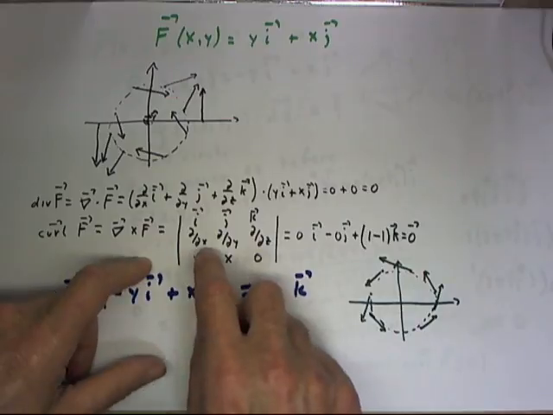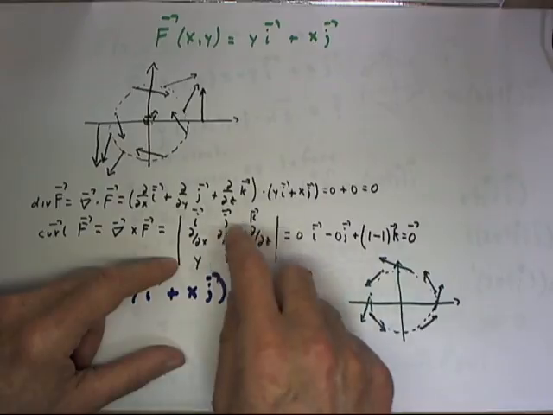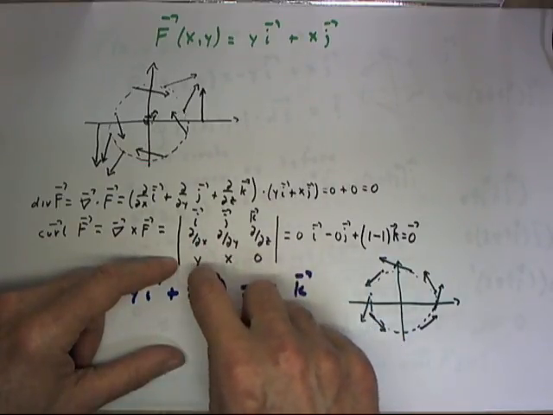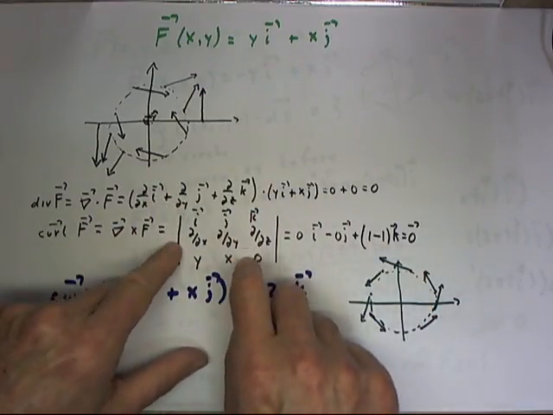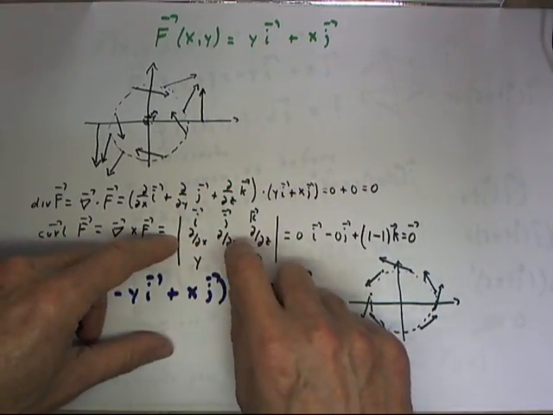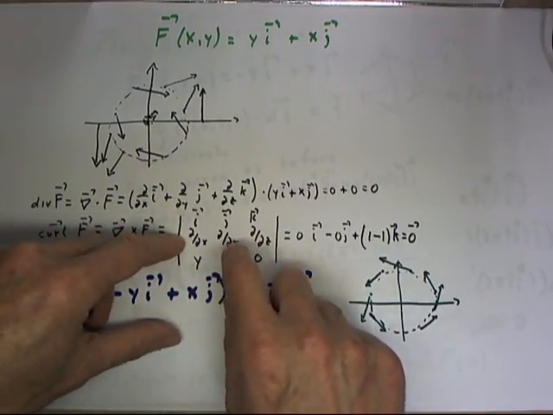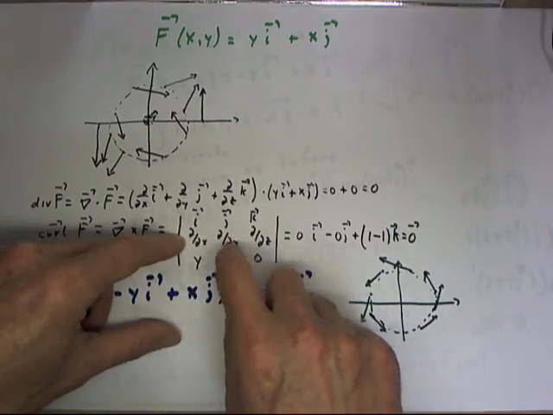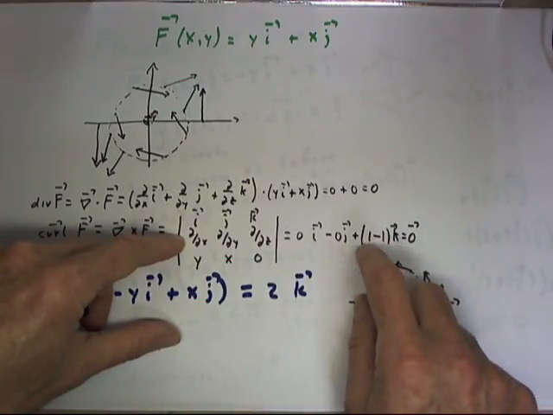Calculation is straightforward. We set up our determinant like so, and we observe that the partial with respect to x of x is 1, the partial with respect to y of y is 1, so that our k component is going to be k times the minor that we get here. Partial with respect to x of x is 1, partial with respect to y of y is 1, so we get 1 minus 1, and that's going to be our k component.